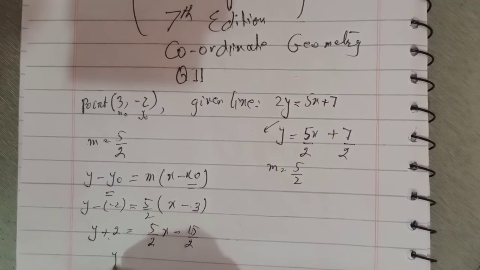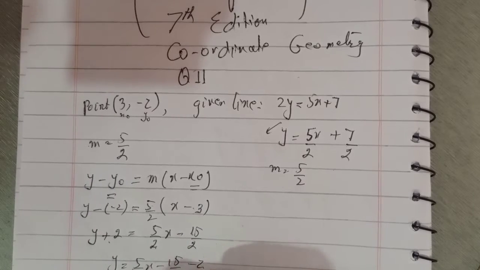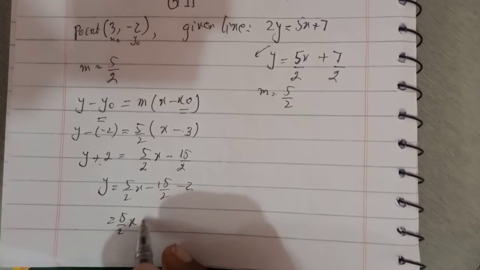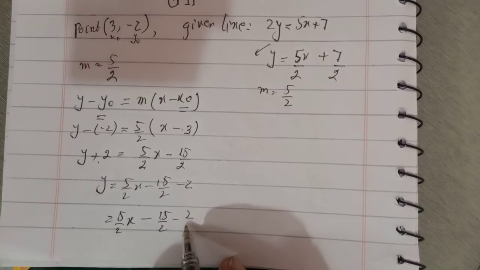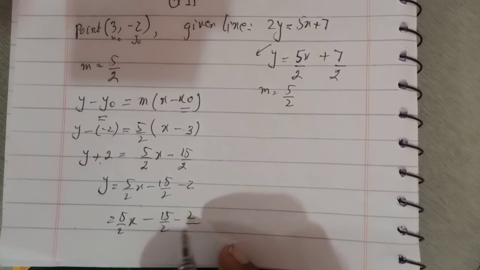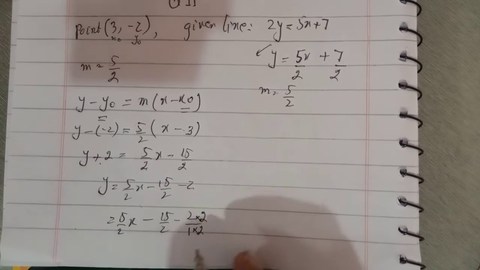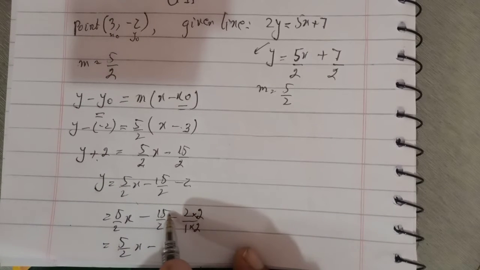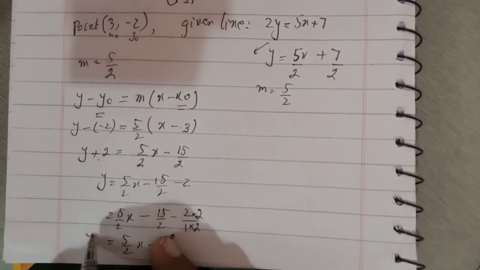I take this 2 to the other side. 5 by 2 x minus 15 by 2 minus 2. I solve this 15 by 2 and 2 by using the method of LCM. So I multiply this 2 by 2. 5 by 2 x minus, 2 2s are 4, 15 minus 4, minus 19 over 2. So this is the equation of the line.